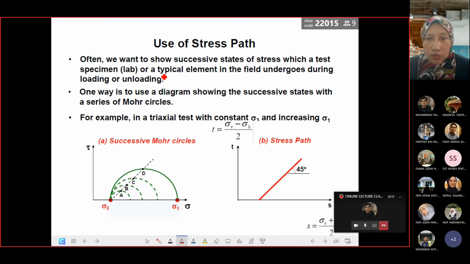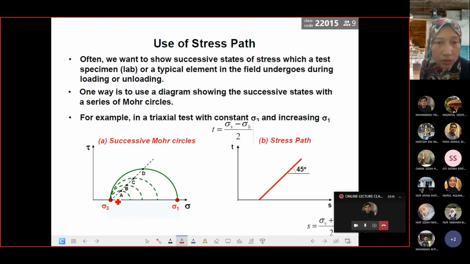Okay, one way is to use a diagram showing the successive states with a series of Mohr circles. So for Mohr circles, if we want to plot the stress path, the more the better if you have a lot of sample testing to represent the Mohr circles, so that they can give you the direction of the stress path. Okay, for example, in a triaxial test with constant sigma 3 and sigma H, this is what you have. As I said earlier, if you know your sigma 3 and your sigma 1 for the first sample when you start a triaxial test, for example, and then for sample B, you apply a different value of sigma 1, assuming that sigma 3 is constant throughout samples A to D, and then when you plot the graph, you may have the maximum stress point for A, B, C and D.